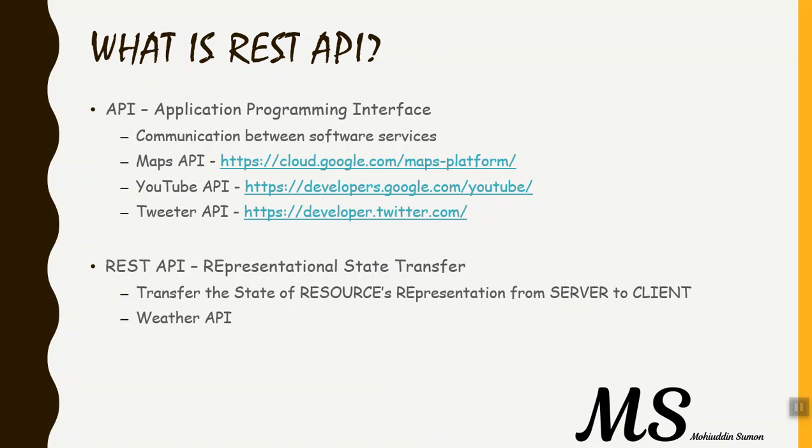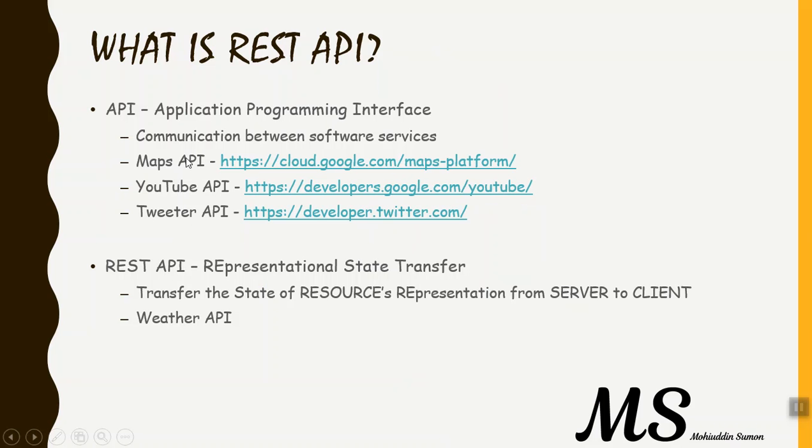So what is API? API is Application Programming Interface. Basically it means whenever two or more different software services want to communicate with each other, they need to have some kind of process for the communication to happen between them. This process is actually known as the API. So, communication between software services.